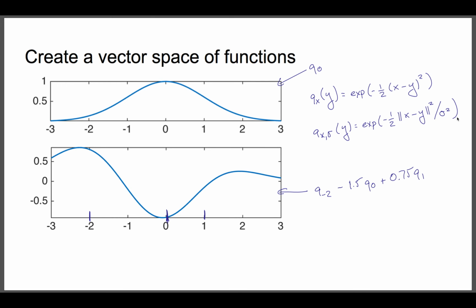So there's two generalizations here. One is that x and y are now allowed to be vectors instead of real numbers, so for example, they could be in R2. And the other generalization is the sigma squared. Sigma is called the kernel width parameter, and it tells you how wiggly the functions are going to be that we can get.